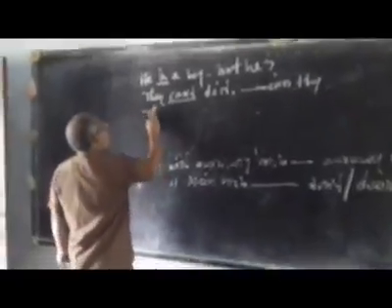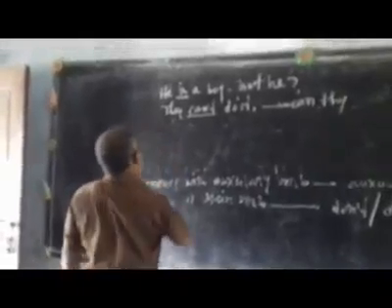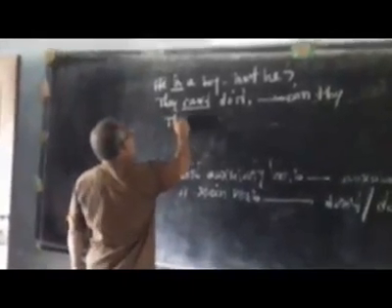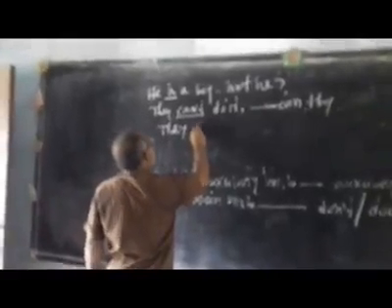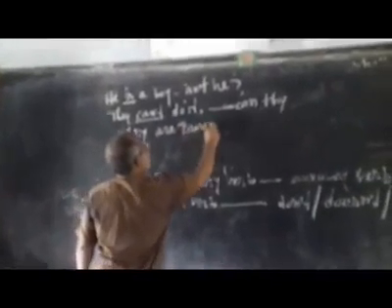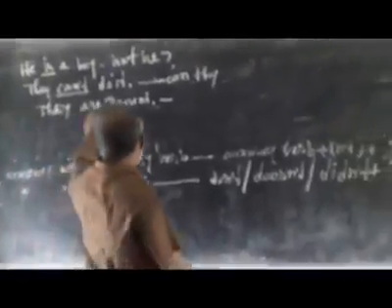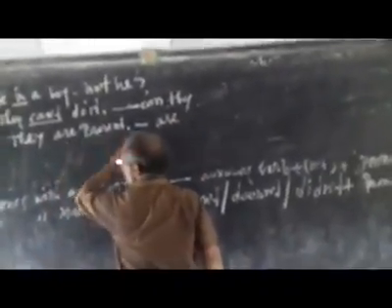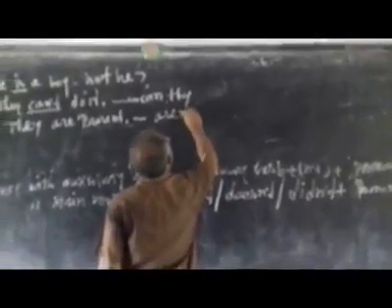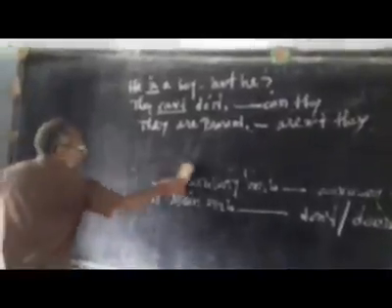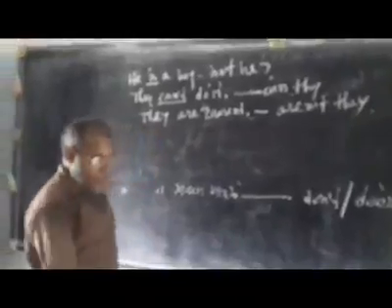Then, they are present. What will be the question? Here the auxiliary verb is are, and this statement is affirmative, so the question will be negative. So we will use the short form of not here: aren't they? This is the answer for this sentence. Then, last of all, sentence with main verb or principal verb. Sentence with main verb or principal verb.